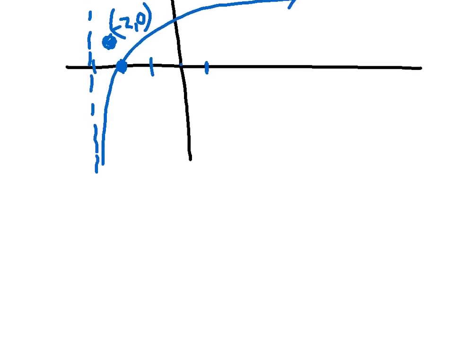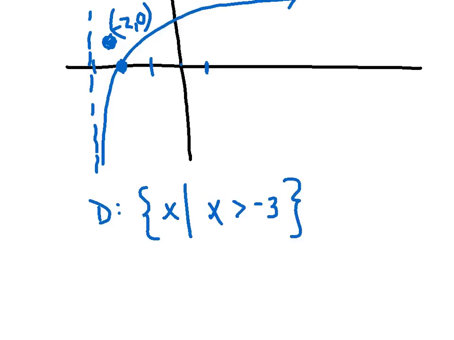Now, as far as domain, does the graph extend infinitely to the left? No, it doesn't. In fact, it's going to be every x value such that x is greater than -3. What we're trying to say is it's everything to the right of the asymptote. That's where your graph lives, everything to the right. That's kind of another way of saying -3 all the way to the right infinitely to infinity.